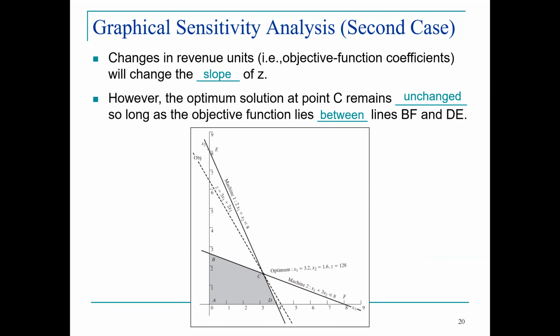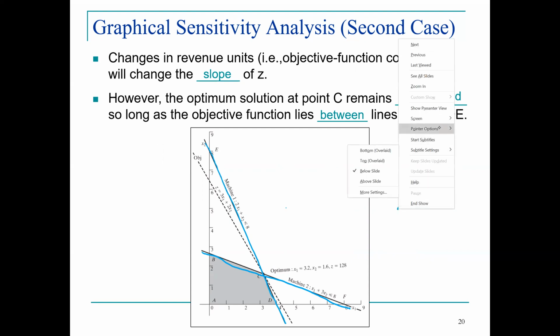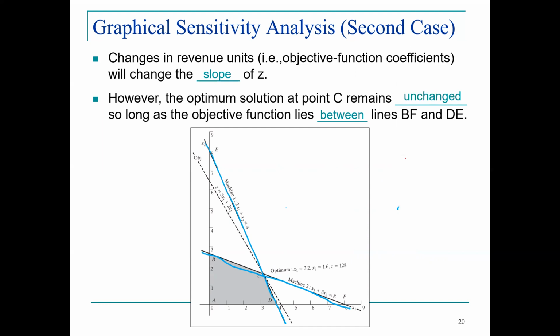So as you can see here, this is line DE. This is line BF. So as long as this isoprofit line remains between those two lines, if you change the slope of the objective function by changing the coefficients of the objective function, as long as that line remains between those two, between line BF and DE, then we know that the optimal solution will not change, which is point C.